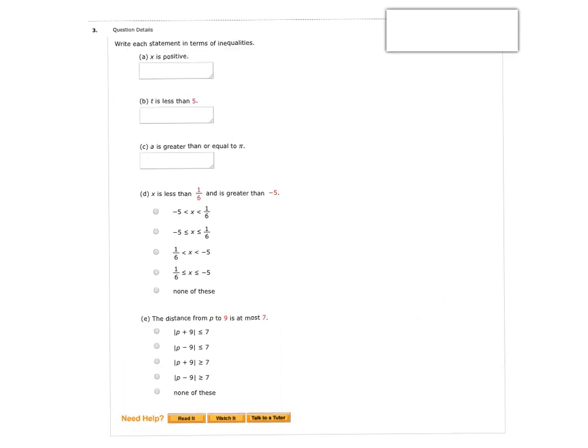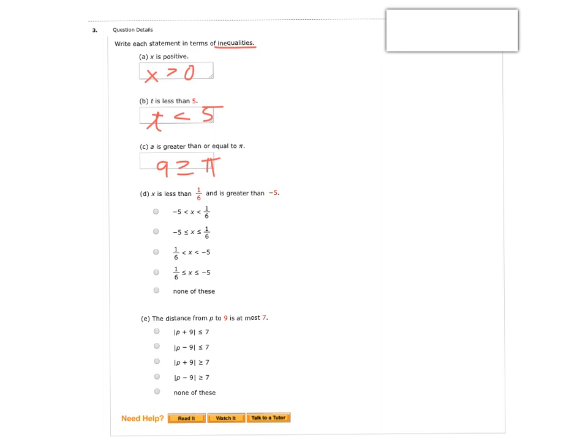All right, next up here, they want to write these as inequalities. So when it says x is positive, you need some interpretation here, but we know that if it's positive, it would have to be greater than 0. All the numbers that are greater than 0 are the positive ones. And then less than 5, not really any interpretation needed. That would just be like that. And then greater than or equal to pi would be greater than or equal to pi. That's a direct translation as well.